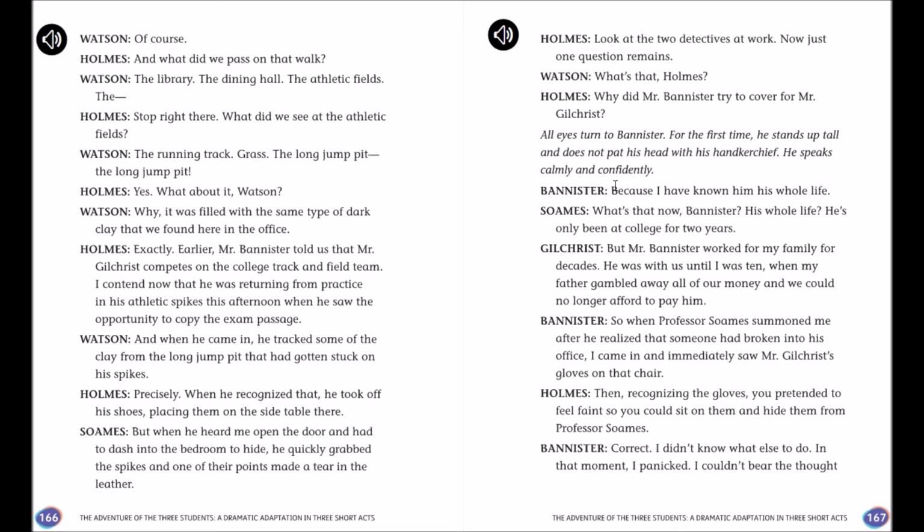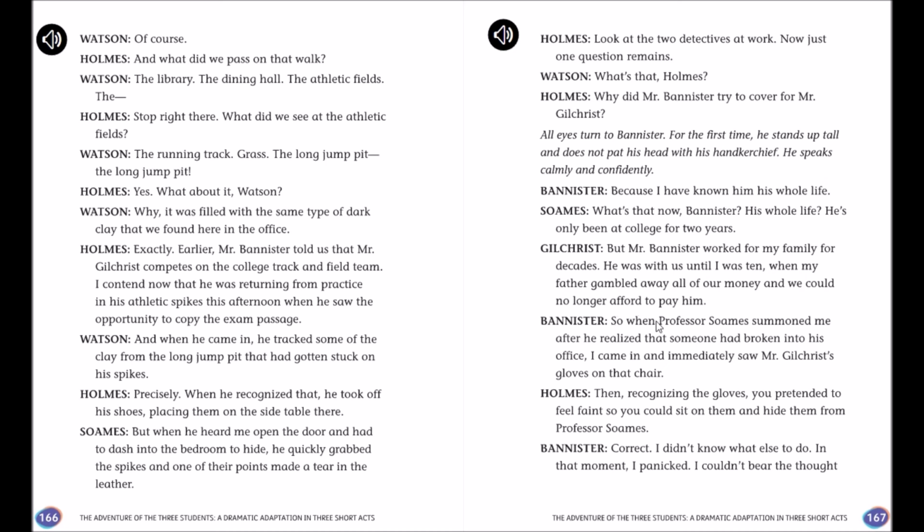Bannister: Because I have known him my whole life. Soames: What's that now, Bannister? His whole life? He's only been at college for 2 years. Gilchrist: But Mr. Bannister worked for my family for decades. He was with us until I was 10, when my father gambled away all of our money, and we could no longer afford to pay him.